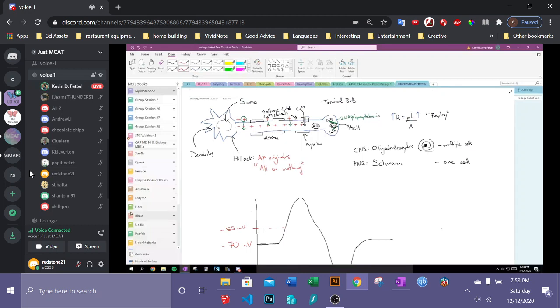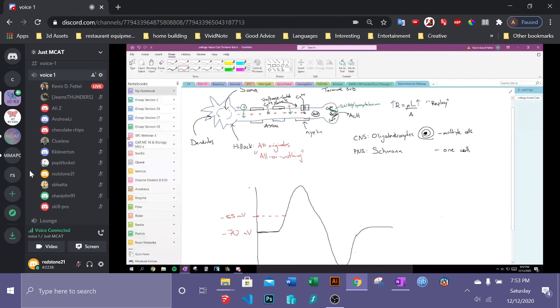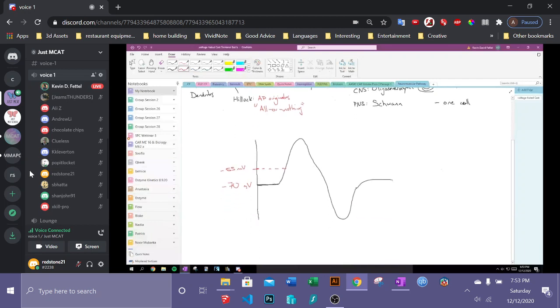Can anybody explain what that means? All or nothing. What does that mean? If it doesn't hit a certain millivoltage, then it's not going to happen at all until it hits the negative. Right. Exactly right. So if it doesn't hit that negative 55 millivolts, nothing's going to happen.